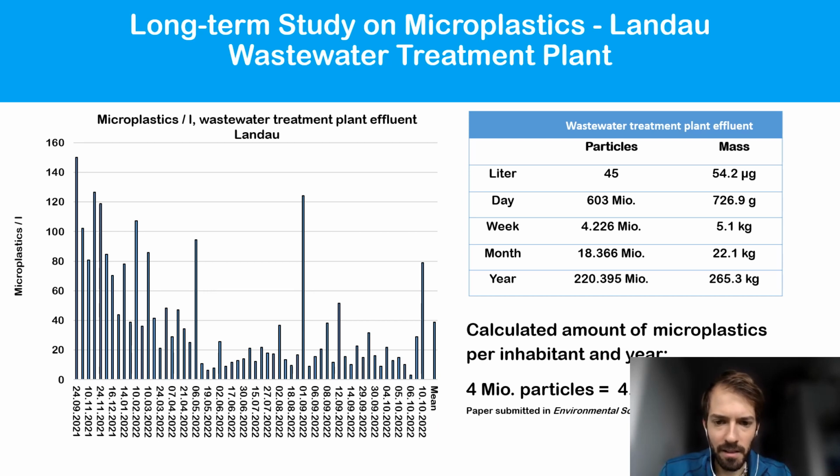When you calculate it for a whole day, it's already 306 million microplastics and an estimated 726 grams of microplastics. And calculated over a whole year, we then have an estimated emission of 265 kilograms of microplastics per year emitted by a wastewater treatment plant with 50,000 people. And in average per person, we have 4 million microplastic particles per year and 4.8 grams of microplastics per year emitted per person.